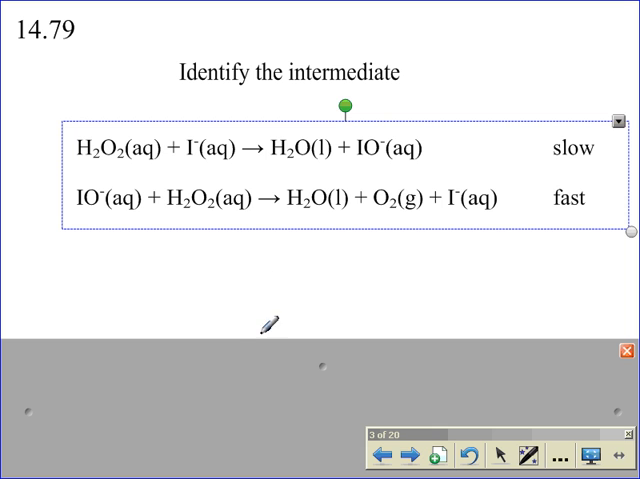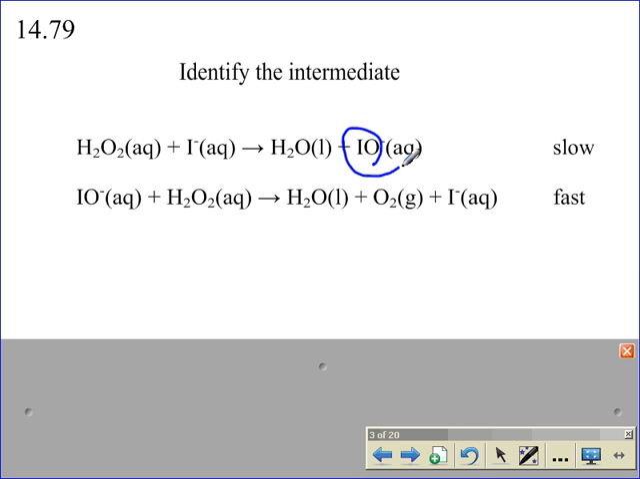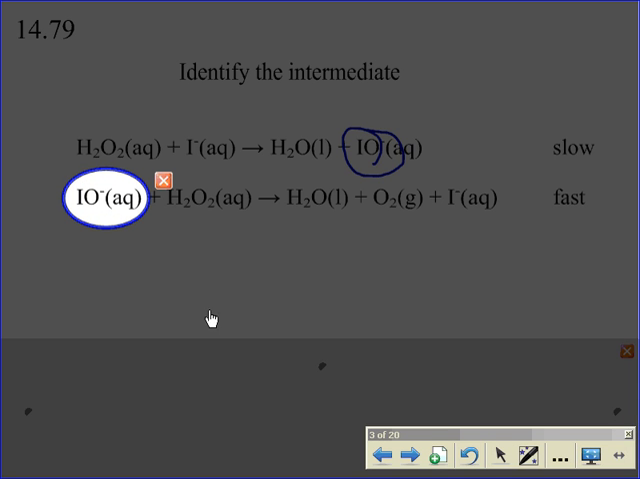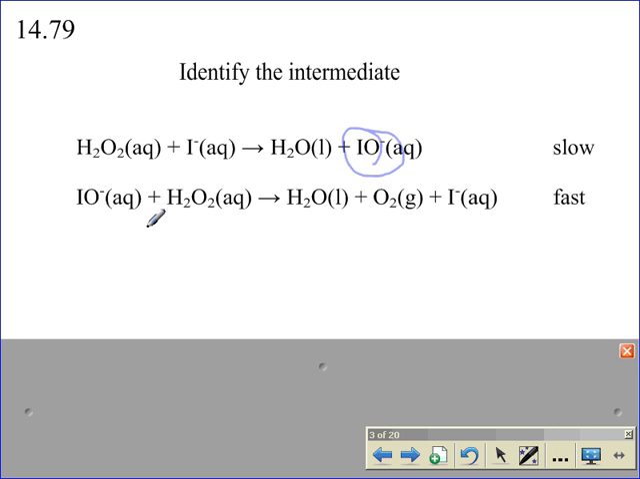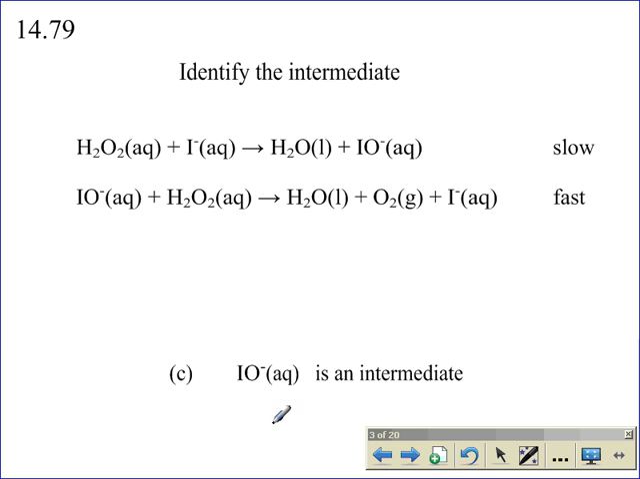The last question is to find the intermediate. Well, an intermediate is something which is formed in one place and then consumed before you get to the end of the reaction. So that is our hypoiodite. It is an intermediate.